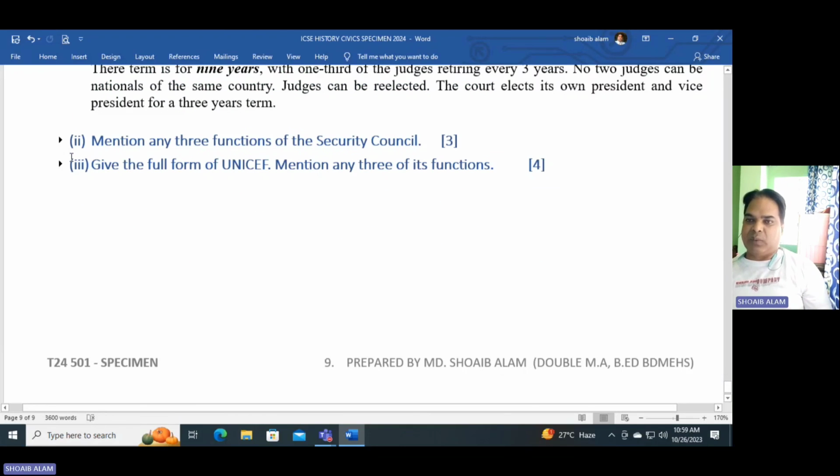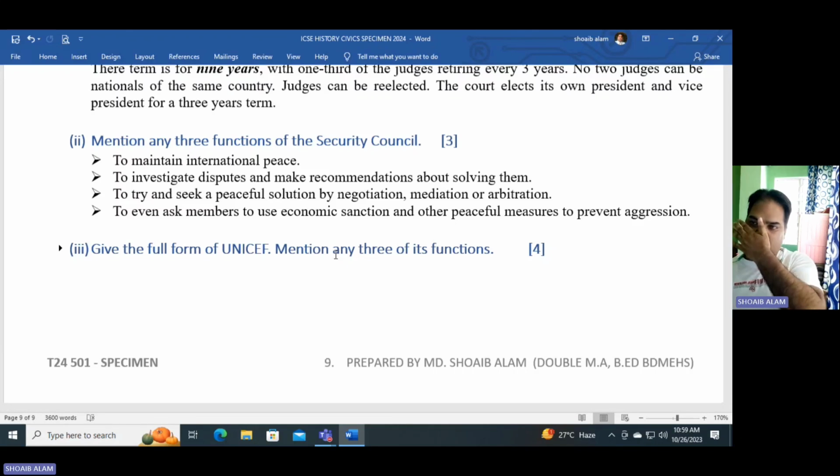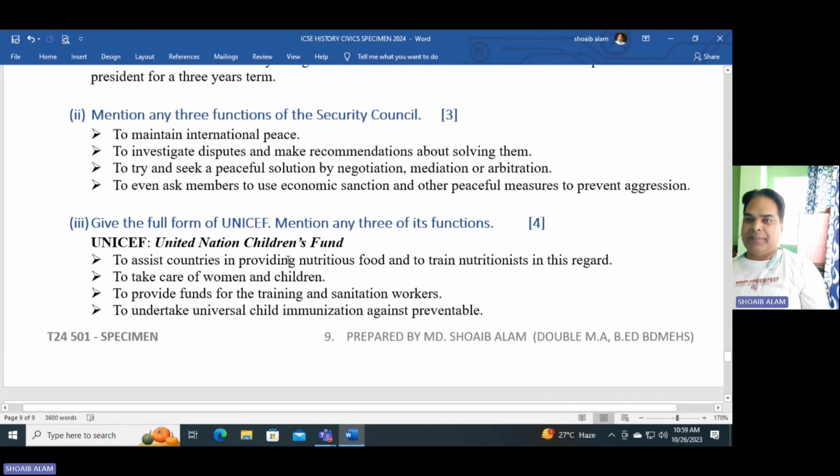Next one, mention any three functions of the Security Council. Simple: to maintain international peace, to investigate disputes, to try and seek peaceful solutions, and even to ask members to use economic sanctions. And the last but not the least, give the full form of UNICEF.